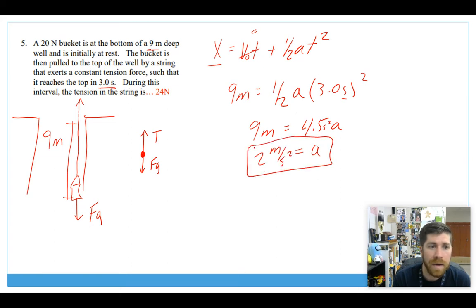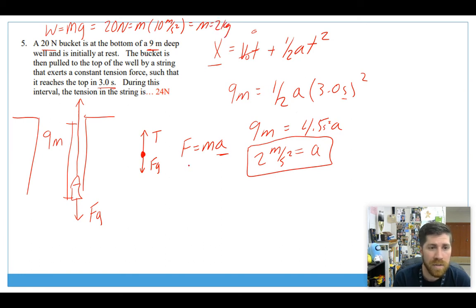Now that I know that, I can use my F equals ma to solve. So if I know the acceleration, they tell me it's a 20 Newton bucket. That's a weight, and we should hopefully know that weight is equal to mass times gravity, which means 20 newtons is equal to the mass times g, which is 10 meters per second squared on Earth. So that means that the mass of this bucket is only 2 kilograms.